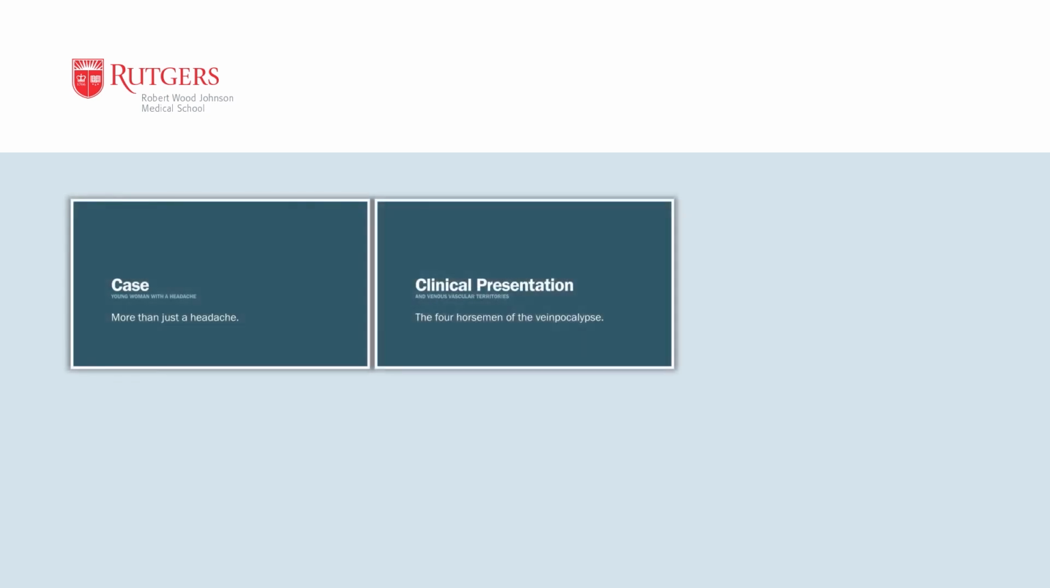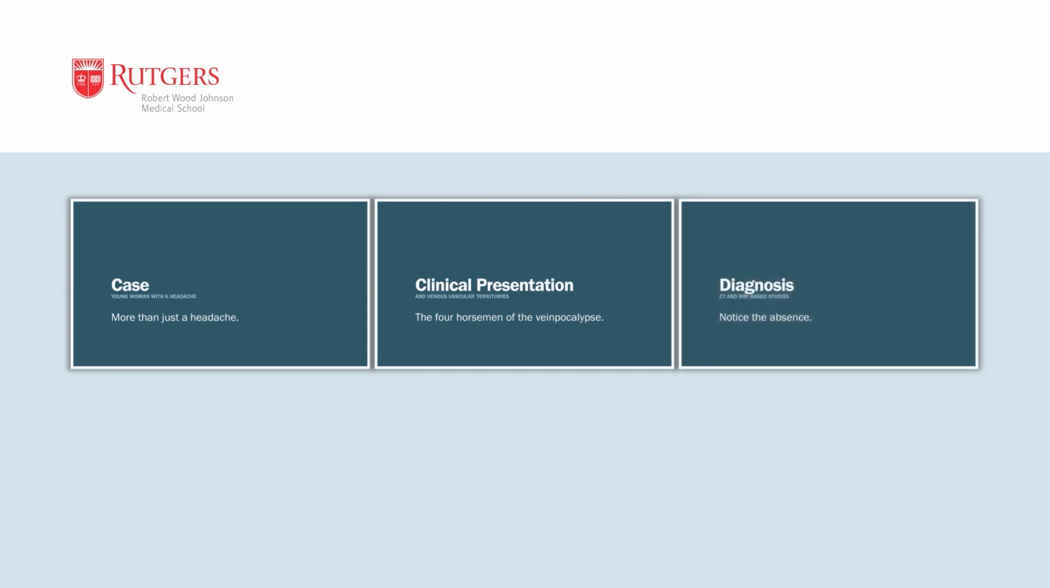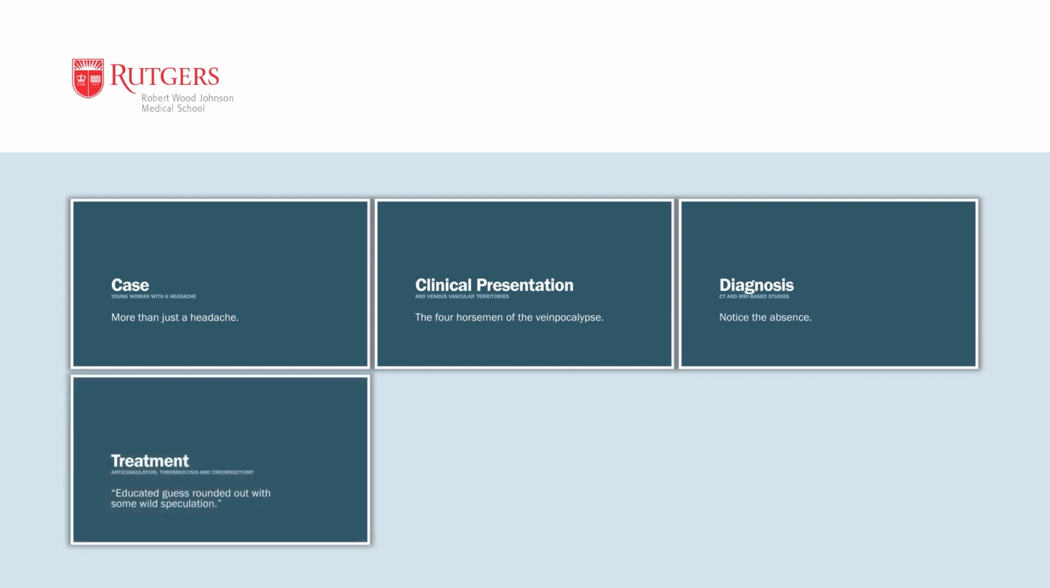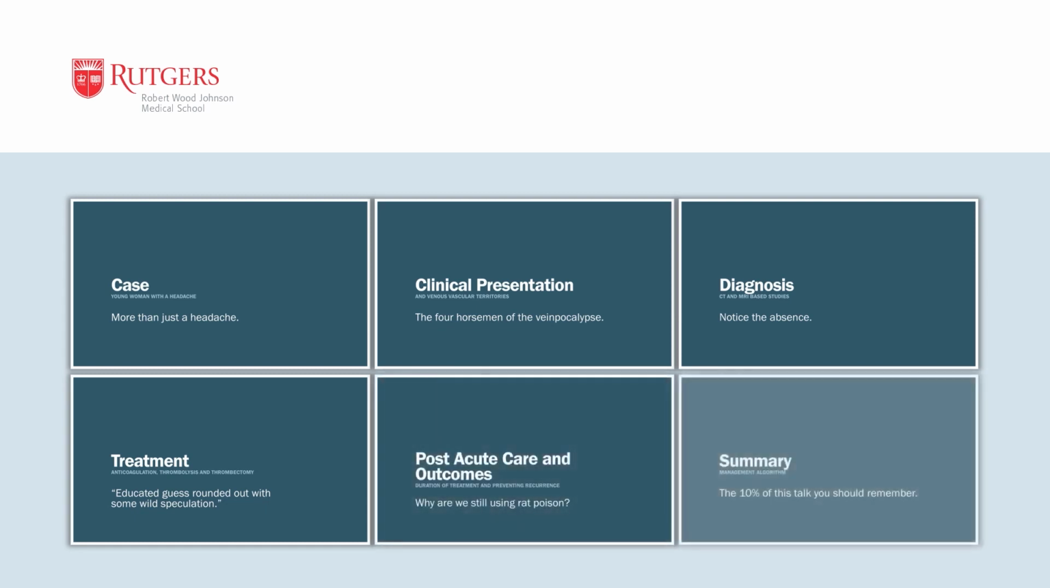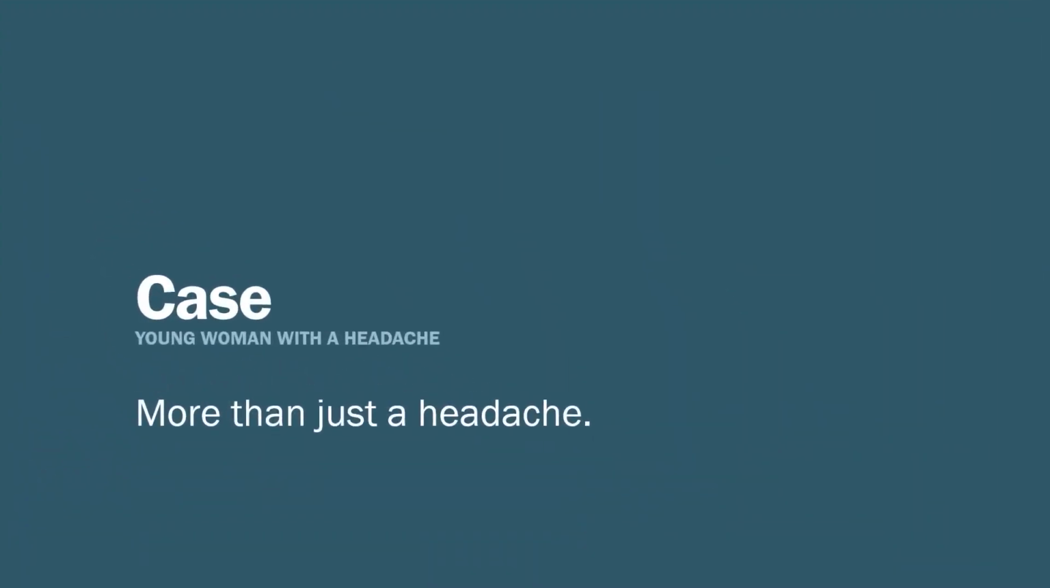Our objectives for this talk are to introduce a case, to discuss 4 major clinical presentations of cerebral venous thrombosis, to review the 2 major diagnostic modalities and hopefully remember the 9 radiographic diagnostic signs, to understand the medical and surgical treatments for this disease, to summarize long-term treatments and outcomes, and to conclude with a tidy algorithm. So let's start with a case. When a headache is more than just a headache.